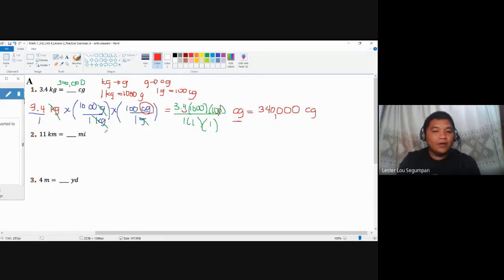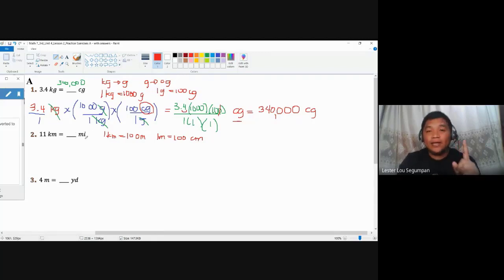So we'll have 1 kilometer is equal to 1,000 meters, right? And then from meters, let's move to centimeters. 1 meter is equal to 100 centimeters. This is now a conversion of a unit from the metric system to a unit in the English system.